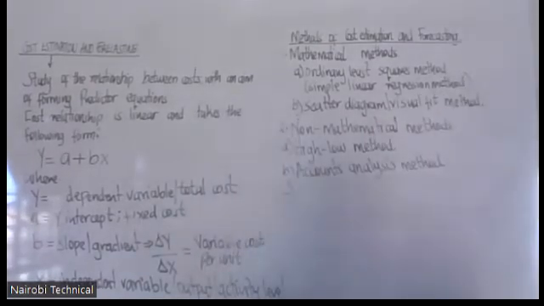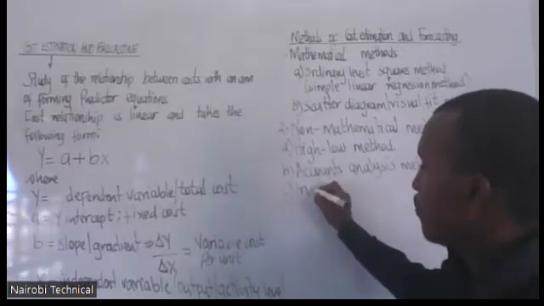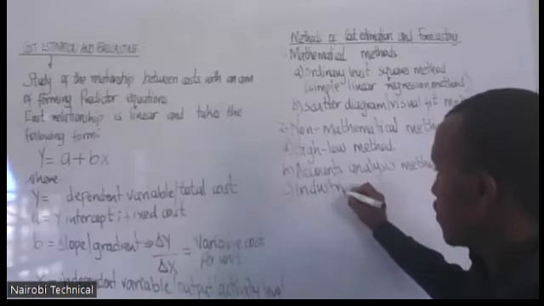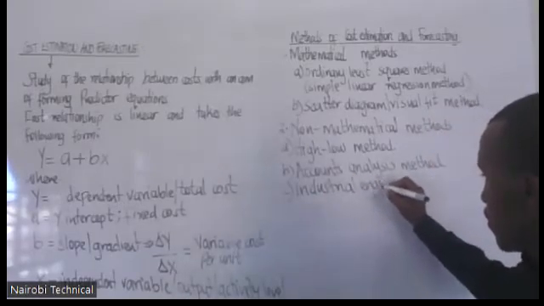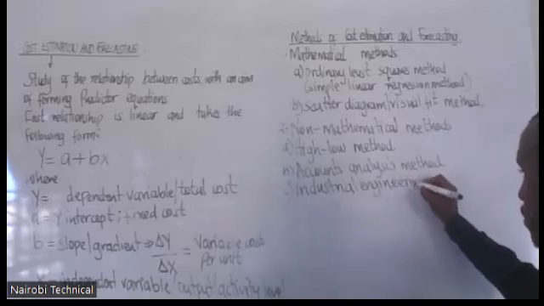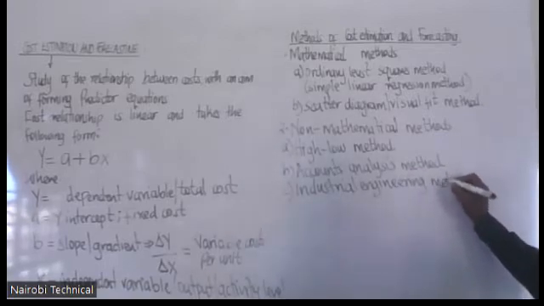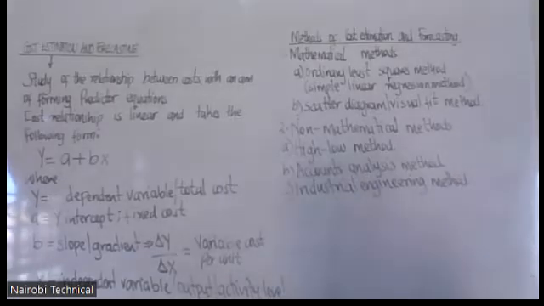Accounts analysis method is the second method under non-mathematical methods. Then the method after accounts analysis and high-low is the industrial engineering method, sometimes also known as the measure of work done method. So those are the two main methods that are used for estimation and forecasting.